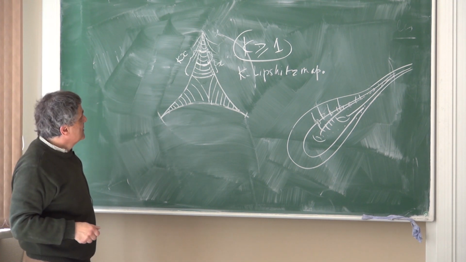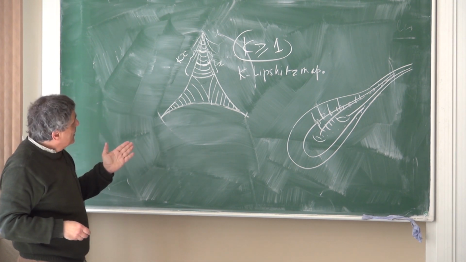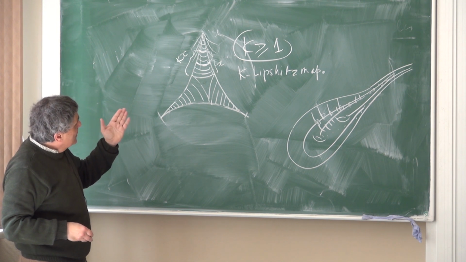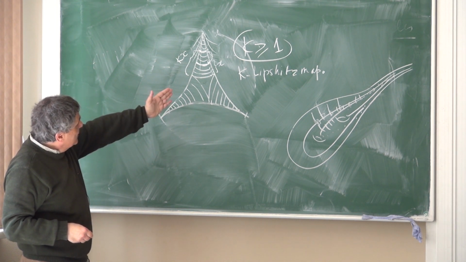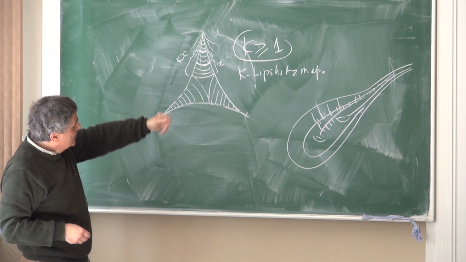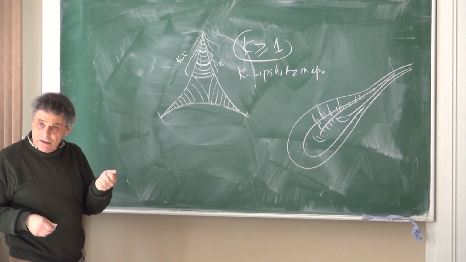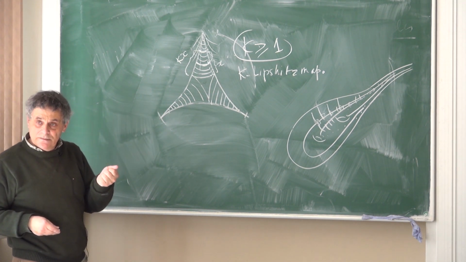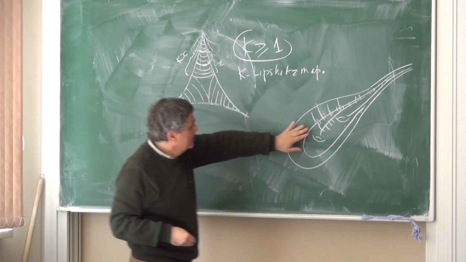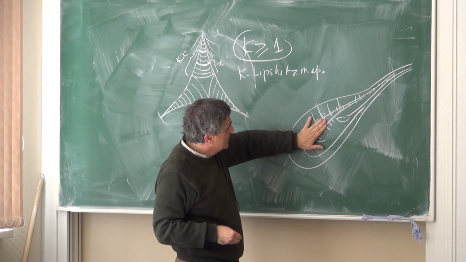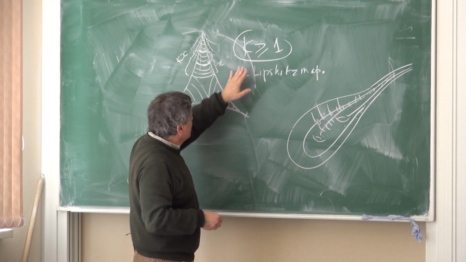And now I do a K-Lipschitz map on each of these triangles. On each of these ideal triangles, I perform a K-Lipschitz map with the same K.